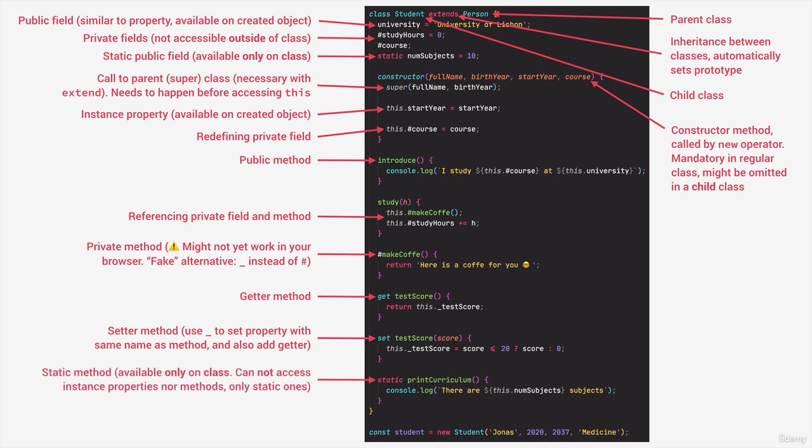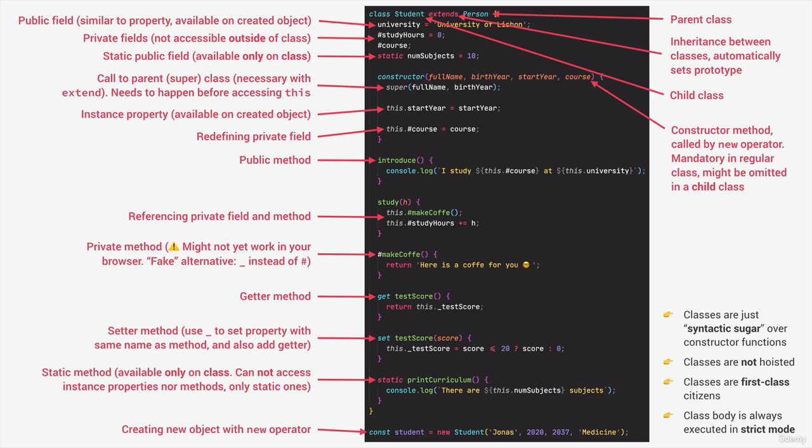Next, this is how you write static methods. And a static method is available only on the class. So it cannot access the instance properties nor the methods, but only the static ones. So for example, that static public field that we defined there at the top will of course be accessible in the static method. And usually we use these static methods as helper methods for the class. Finally, this is how you then create a new object using the new operator. And so this should be nothing new at this point for you.